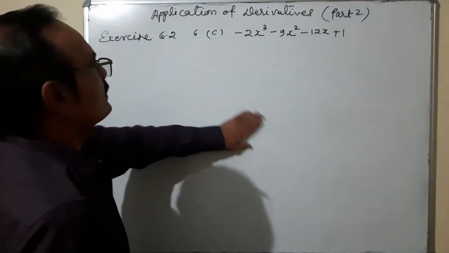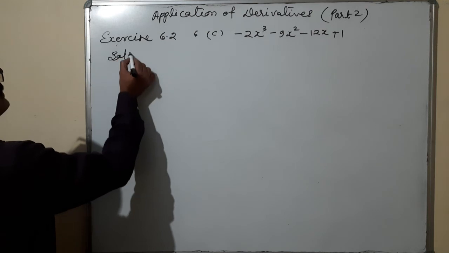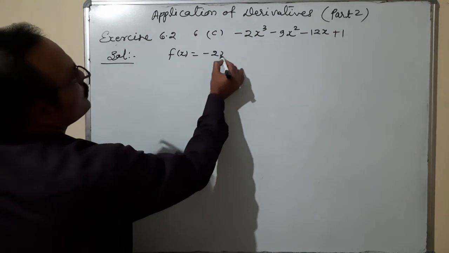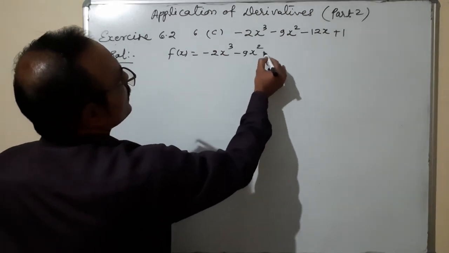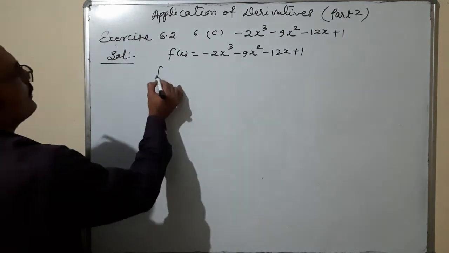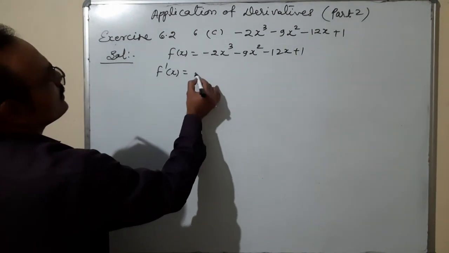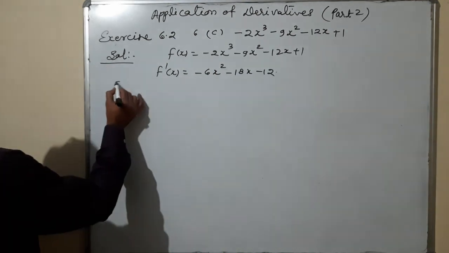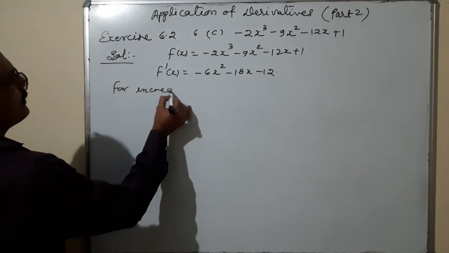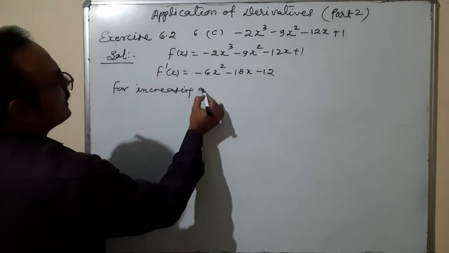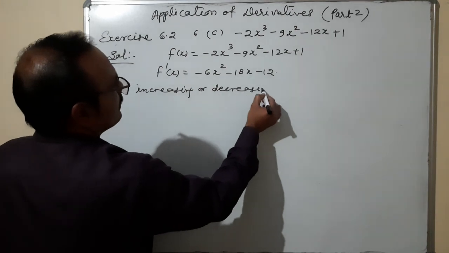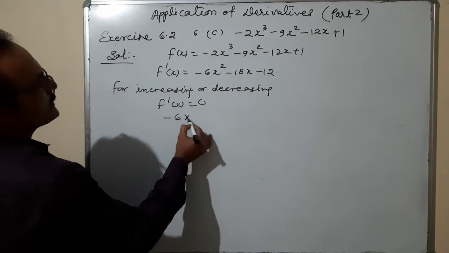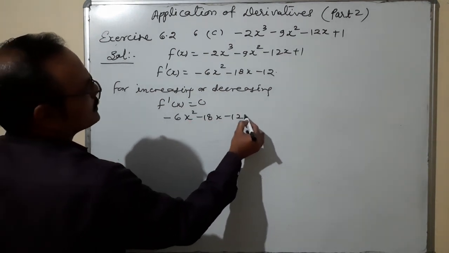Okay. What should be done? Same procedure we have done in the previous question. f of x is equal to minus 2x cube minus 9x square minus 12x plus 1. Differentiating with respect to x, f dash x is minus 6x square minus 18x minus 12. For increasing or decreasing, f dash x is equal to 0. Okay. So minus 6x square minus 18x minus 12 is equal to 0.